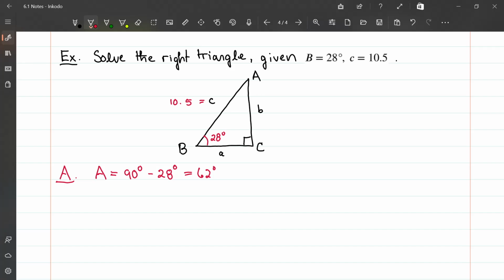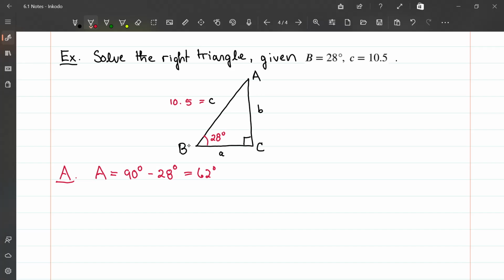You can choose to write it up here in your triangle if you like. It's not absolutely necessary. Okay, I now know what big B, big A, and big C are. I know little c, but I don't know little a or little b, so now I'm going to have to do a little bit more work.